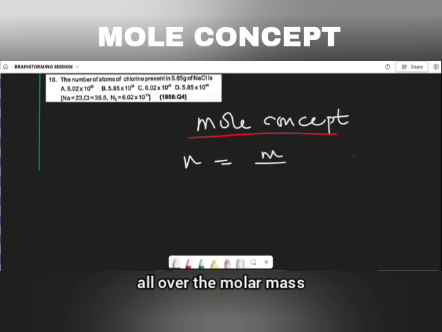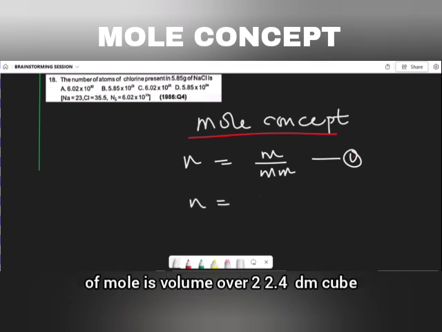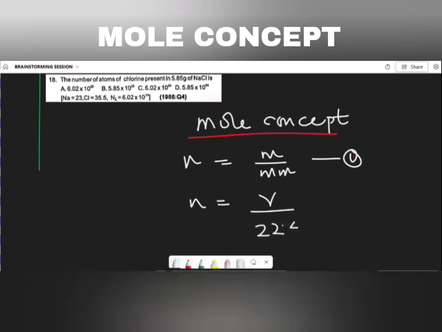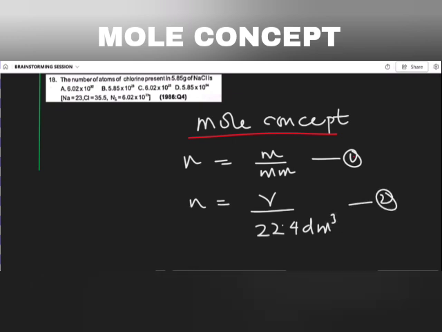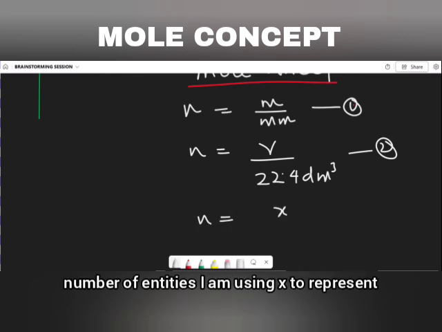mass over the molar mass. This is the first formula. The second formula of mole is volume over 22.4 dm cube. And the third formula of mole is number of entities.